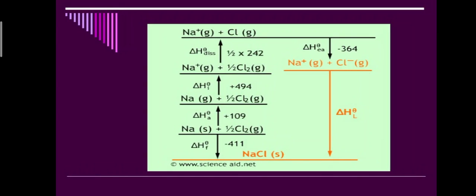So in this particular example of sodium chloride, in the first step, sodium reacts with half mole of chlorine to form sodium chloride. It means that here sodium chloride is formed. So I can say that this is the standard enthalpy of formation and this is an exothermic reaction. Its value is minus 411 kilojoule per mole.